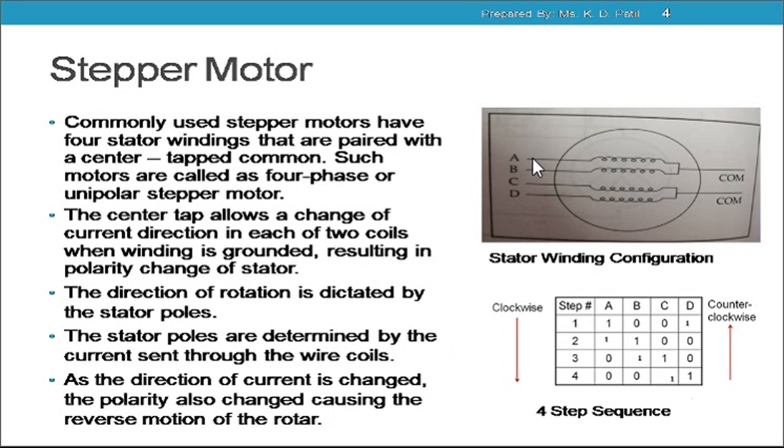As we can see in the figure, there are four windings, that is A, B, C, D windings, which are paired by the center tap called the common, and whenever the current is thrown to that common, the direction of the rotation will be changed. That stepper motor can rotate in the clockwise direction or it can be rotated in the anti-clockwise direction.